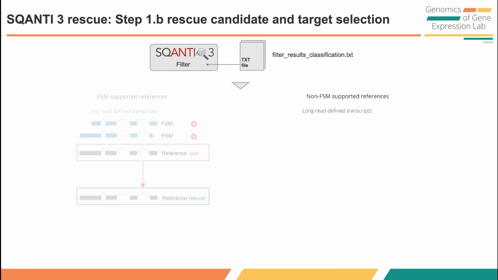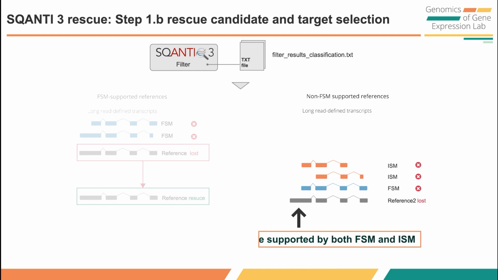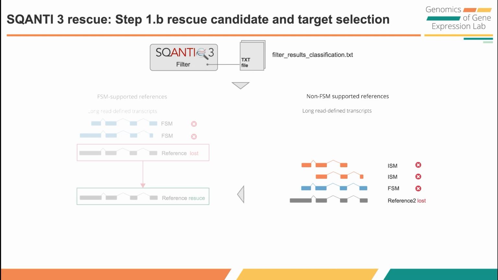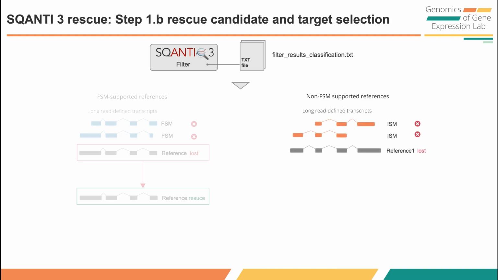For incomplete splice match artifact transcripts, there are two possible situations. When the same discarded reference transcript is supported by both the full splice match and incomplete splice match, the incomplete splice match artifact is collapsed into the rescued reference transcript during the automatic rescue step. When the reference is only supported by one or more incomplete splice matches, these incomplete splice match artifacts that constituted evidence of a non-full splice match supported reference will be included in the rescue candidate list.